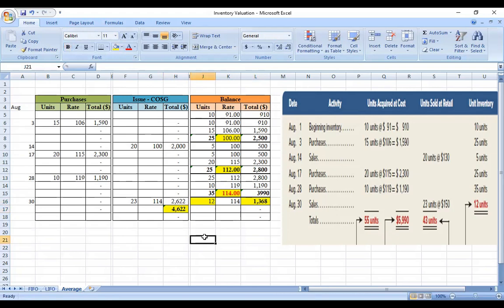So you get to know how the weighted average rate is calculated after each transaction. Any problem here?